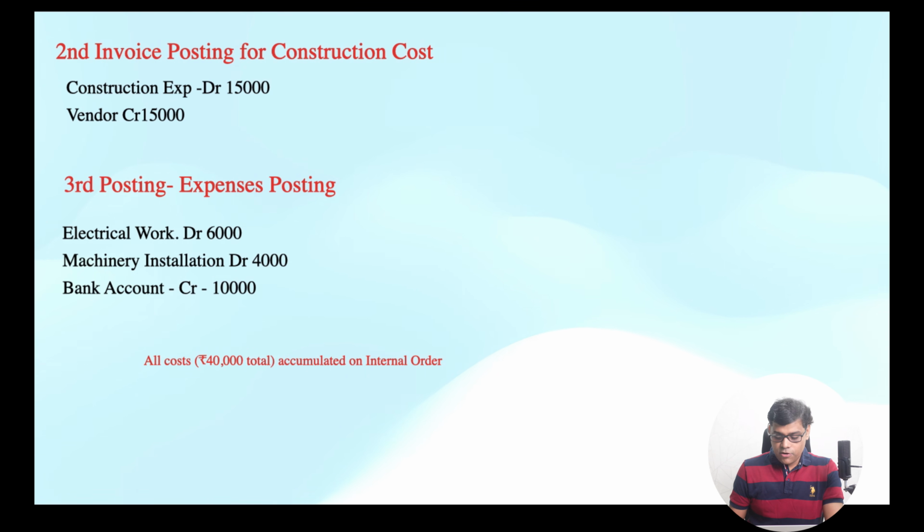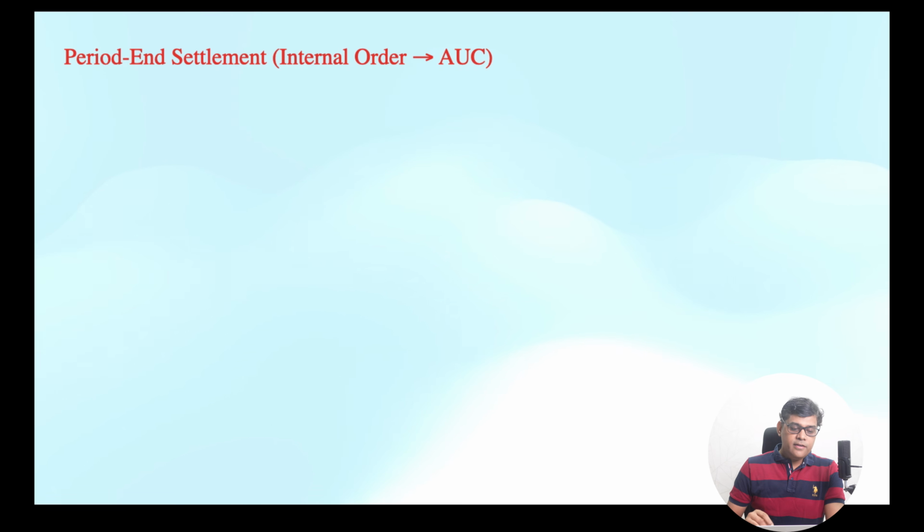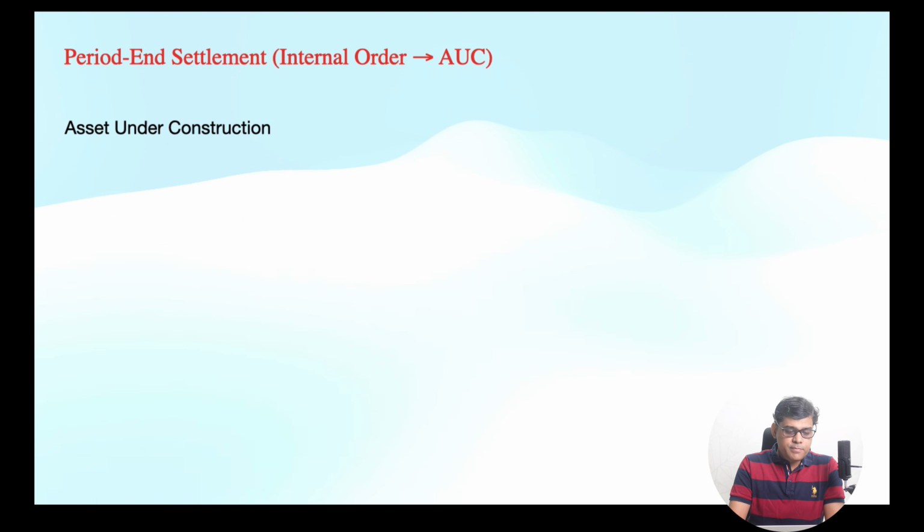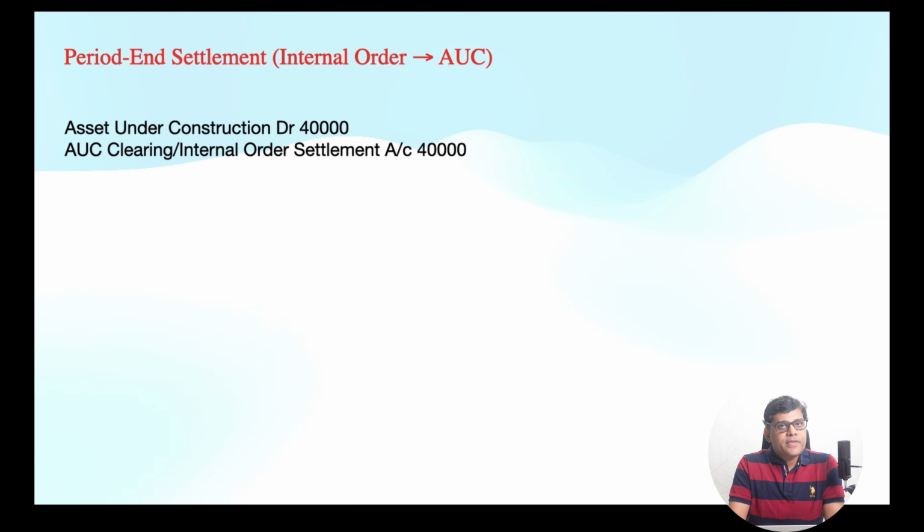So 50,000 recorded with the internal order, and then we are going to go for the period end settlement, from order to AUC. So this is our first settlement, and the accounting entry will be: AUC is going to be debit, because this time the receiver will be the balance sheet. So asset under construction is going to be debit and credit will be the AUC clearing account or any settlement account you can use here. So 50,000 is going to be credit here. Okay, so mark this correction. It is 50,000, not 40,000.